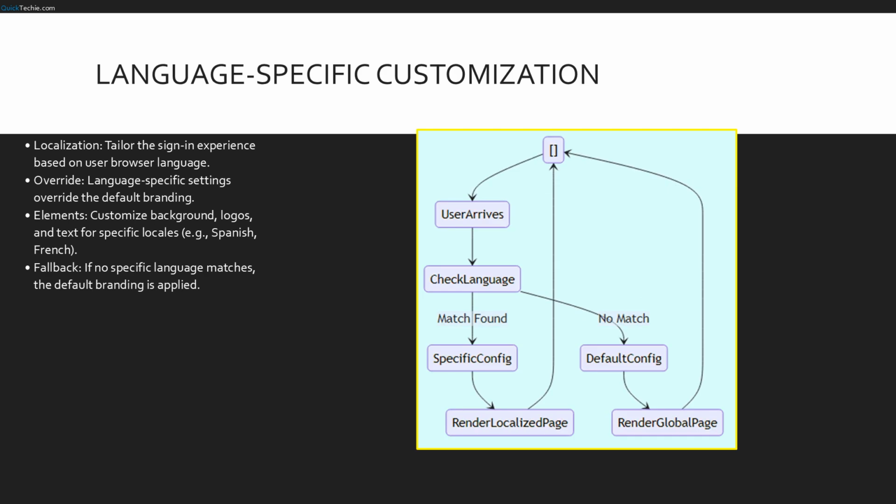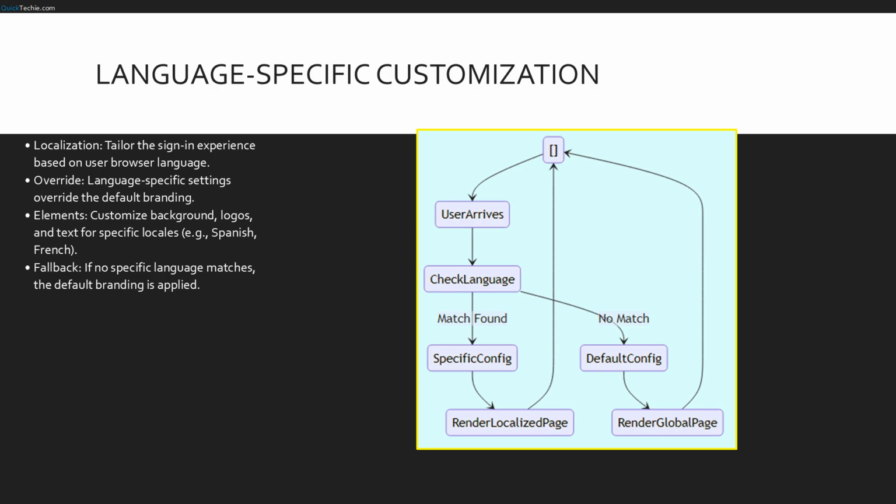Your users might be global, and your branding should reflect that. Microsoft Entra allows you to add browser language customizations. This means if a user's browser is set to Spanish, you can serve them a Spanish localized version of your background image or logos, and most importantly, translated instructions. This setting acts as an override. If you configure branding for a specific locale, it takes precedence over the default settings we discussed earlier. If a user's language isn't defined, the system simply falls back to your default configuration, ensuring no user sees a broken experience.